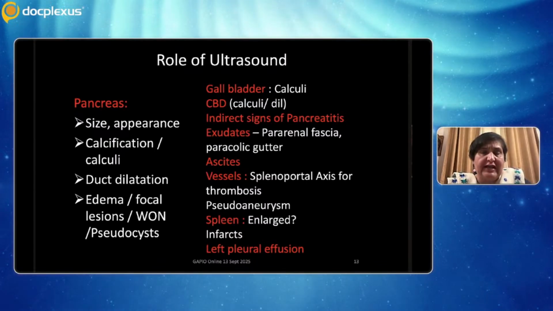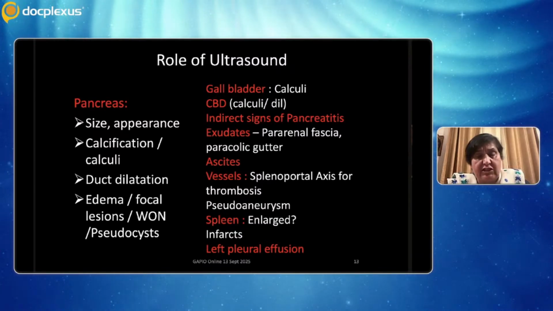you should look for indirect signs like presence of exudates in the pararenal fascia, paracolic gutter, presence of fasciitis. Look at the vessels, the splenoportal axis, for any evidence of thrombosis, for presence of pseudoaneurysms. These are all complications of pancreatitis.